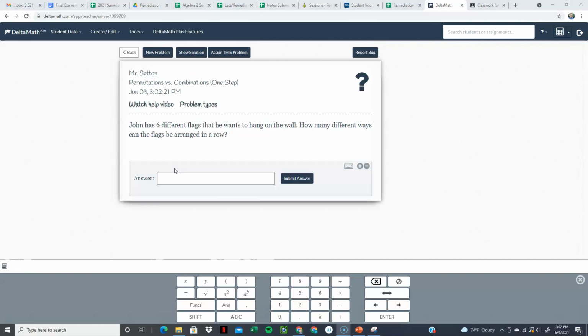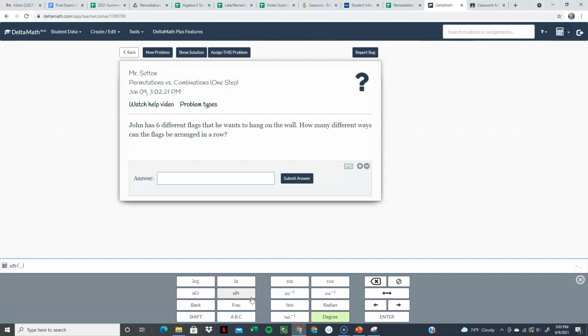So let's look at another one here. John has 6 different flags that he wants to hang on the wall. How many different ways can the flags be arranged in a row? So first thing we need to decide is if this is permutation or combination. Does the order here matter or not? This one, I think pretty clearly the order does matter. He's literally trying to determine how many different ways he can order the flags. So that would have to be a permutation.